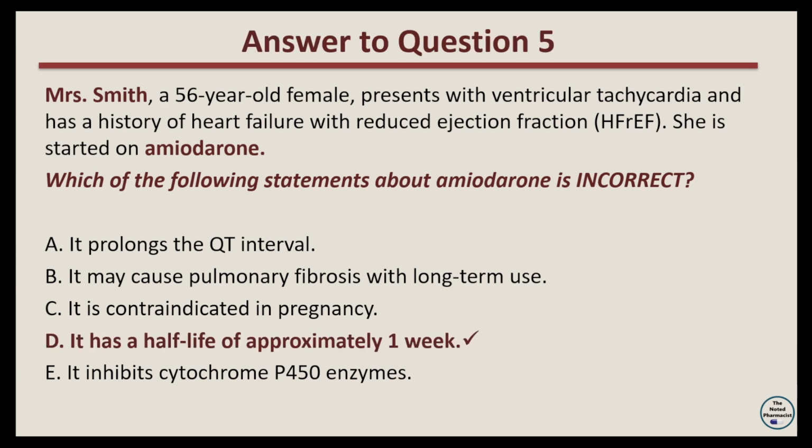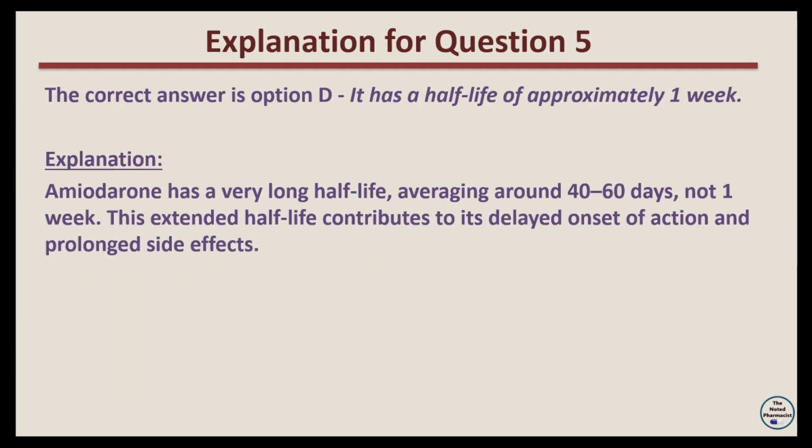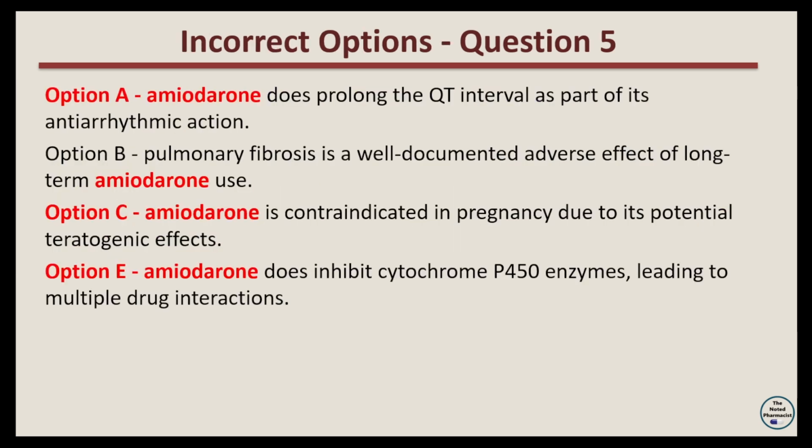The correct answer is option D, it has a half-life of approximately 1 week. The explanation is as follows: amiodarone has a very long half-life, averaging around 40 to 60 days, not 1 week. This extended half-life contributes to its delayed onset of action and prolonged side effects. Here is the explanation for incorrect options.